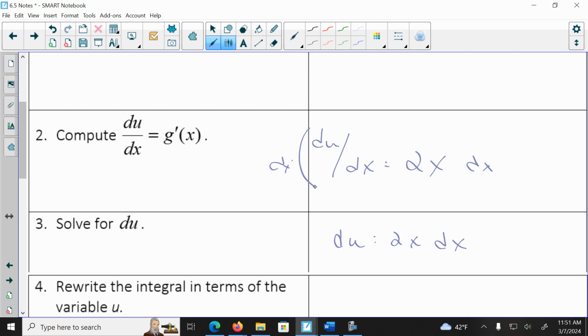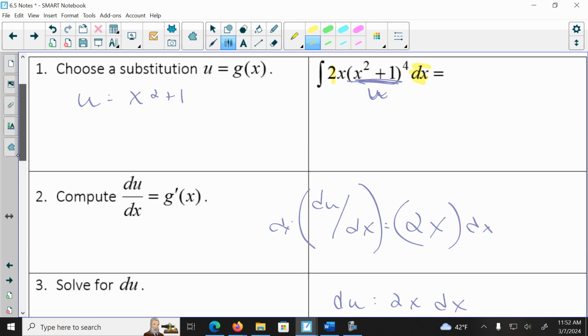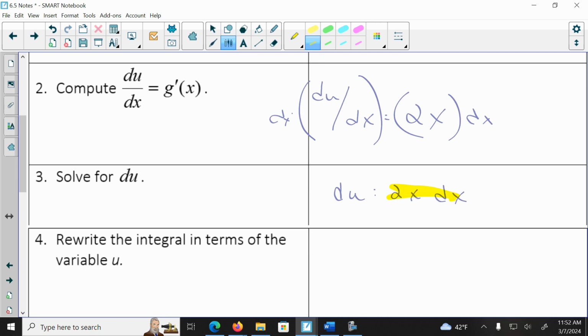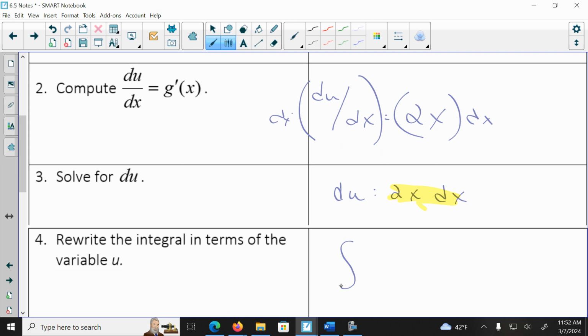I'm showing that I'm multiplying both sides by that dx. Does that make sense? So here this u, I'm going to call u. And then what I have here, this 2x and this dx, what did I say 2x dx is equal to? Du. So when I go to rewrite this integral, I'm going to do the integral of u raised to the fourth power, and then I'm going to write du.